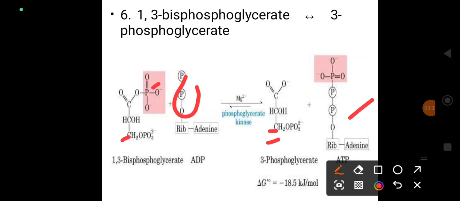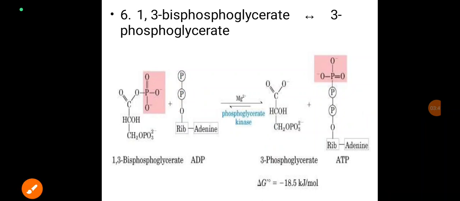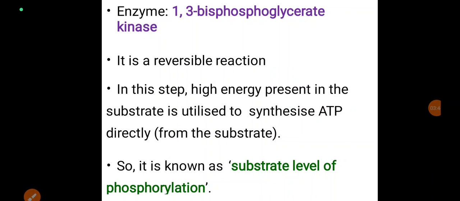The enzyme is phosphoglycerate kinase, in the presence of the cofactor magnesium, and this reaction is also reversible. So, the enzyme is 1,3 bisphosphoglycerate kinase. It is a reversible reaction. The high energy present in the substrate is utilized to synthesize ATP directly from the substrate. That is why it is known as substrate level phosphorylation. Which means, without entering the electron transport chain, it generates ATP in the step itself by utilizing the substrate. So, it is substrate level phosphorylation.